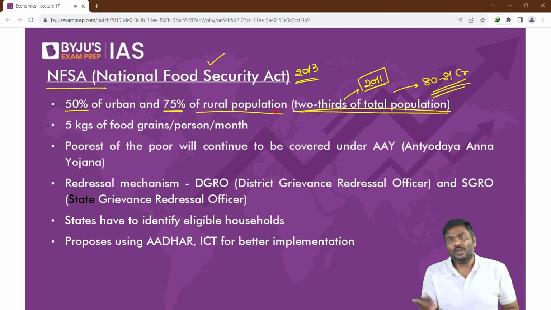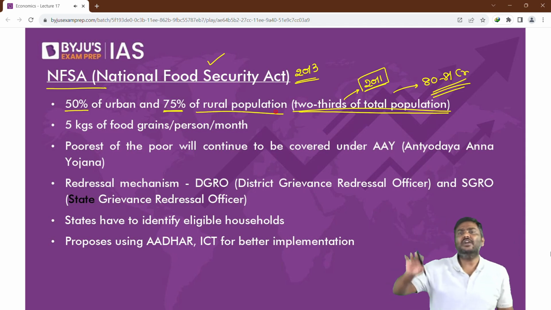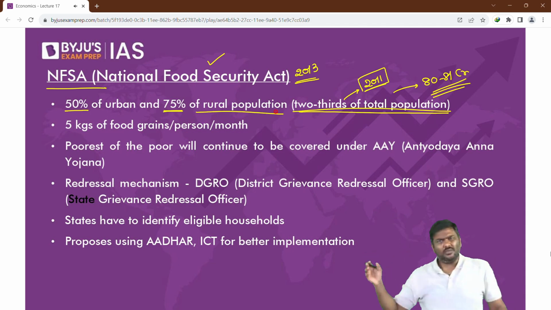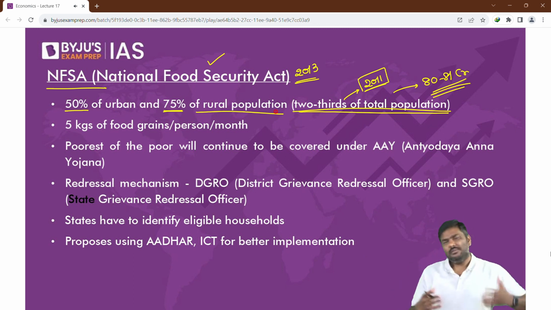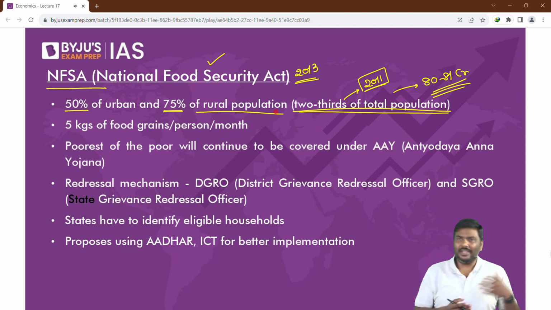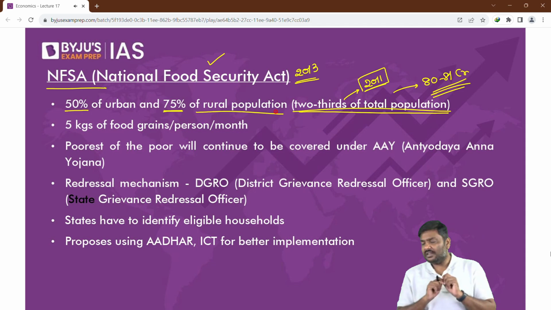Out of this, 50% of the population in urban areas will be covered and 75% of the rural population will be covered. 50% from urban India, 75% from rural India. Clear that doubt. Sir, why 50 and 75? Why not equal? My dear, simple answer to that. Where do you think poor people are more in India? Do you think in rural India or urban India?